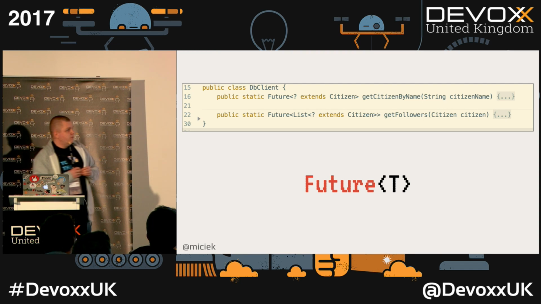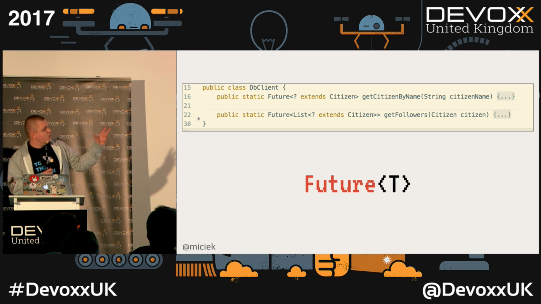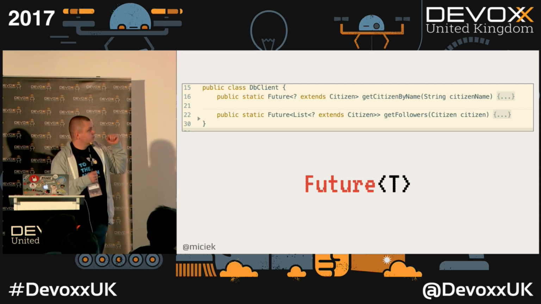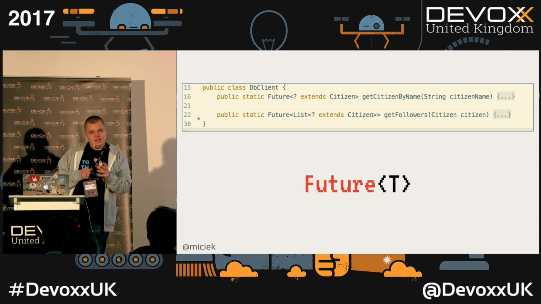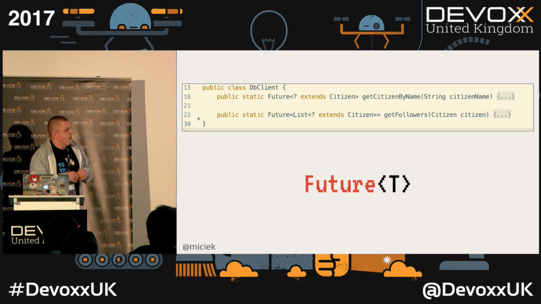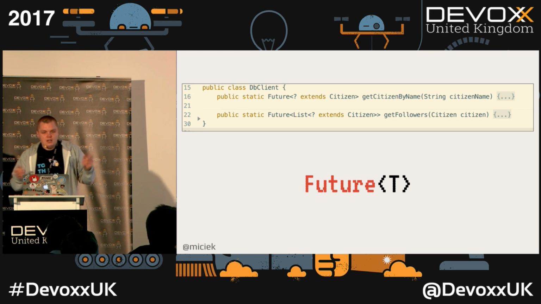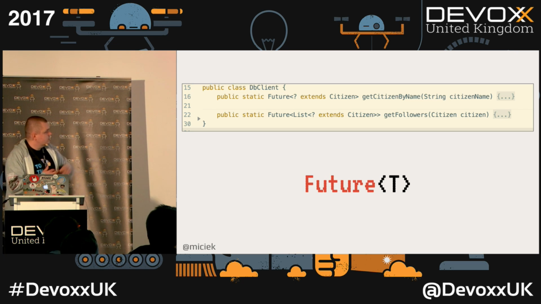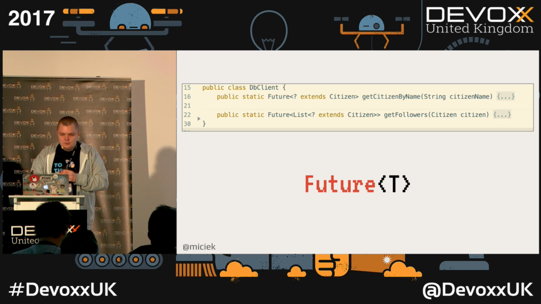And we also know how to fetch those guys. So we have two methods, one for getting the citizen by providing just a name, and one for getting the followers for the particular citizen. And both of them are implemented by one of our colleagues on the other side of the globe, preferably in a coffee house. So both of those methods are returning futures.